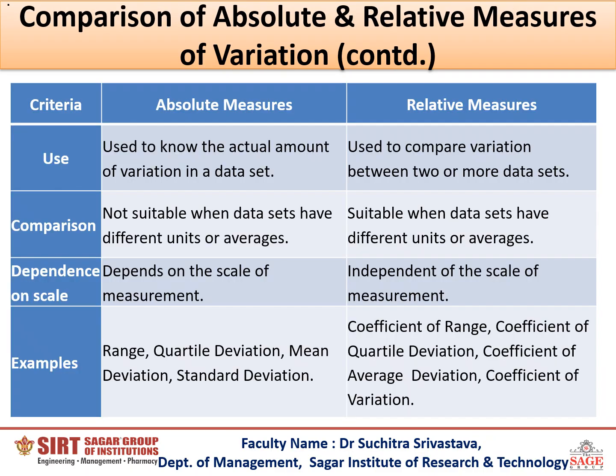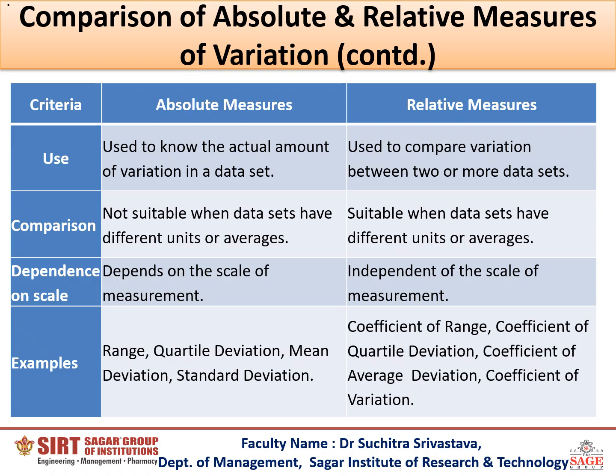Let us understand the usage of the absolute and the relative measures. Now, absolute measures are used to know the actual amount of variation in a data set. The relative measures are used to compare variation between two or more data sets. Now, the second point is the comparison.